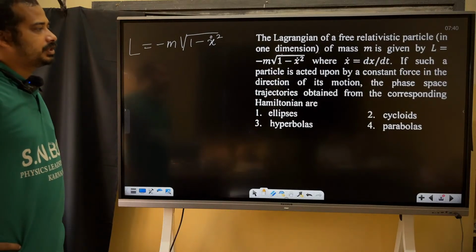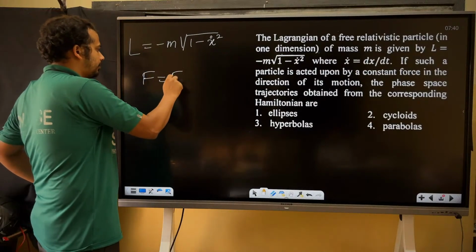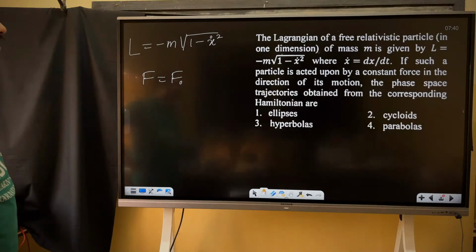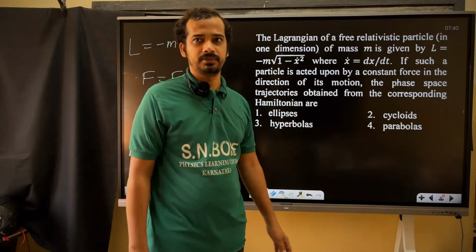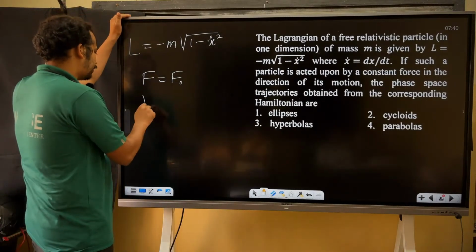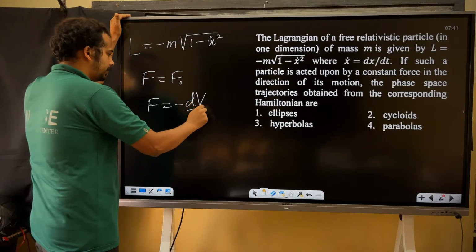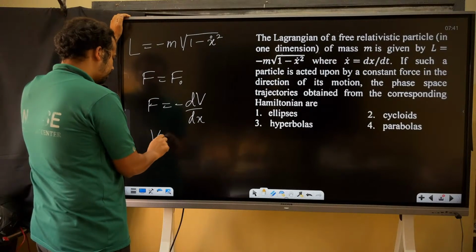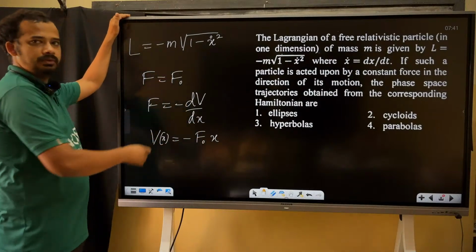Now, what he's asking: if such a particle is acted upon by a constant force F equal to F naught in the direction of its motion, then the phase space trajectory is obtained from the corresponding Hamiltonian. Whenever phase space trajectory comes, you should go for Hamiltonian, isn't it? So now, if force equals a constant, what is the potential? Can you guess? F should be equal to minus dV by dx. Am I right? Then V of x, that's equal to minus F naught into x. When you take the negative derivative, you get F naught.